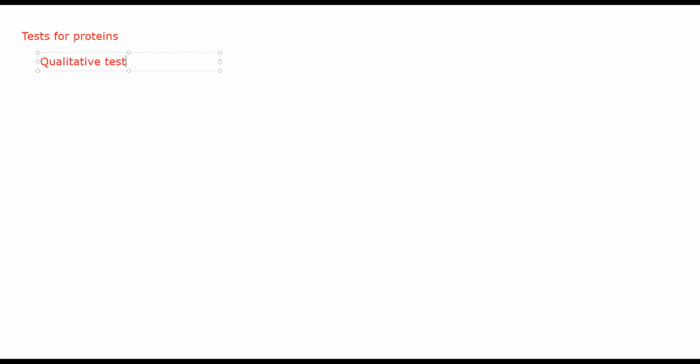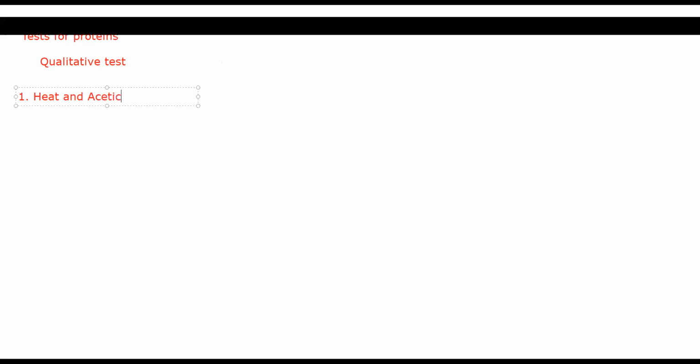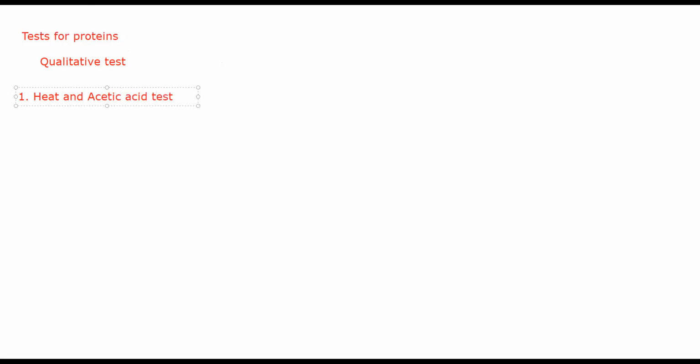For example, one qualitative test is the heat and acetic acid test, one commonly applied test. What do you do in this? You'll heat the urine. Normally, whenever proteins are labile, they will get destroyed if they are heated. Once you heat proteins, they will undergo coagulation.